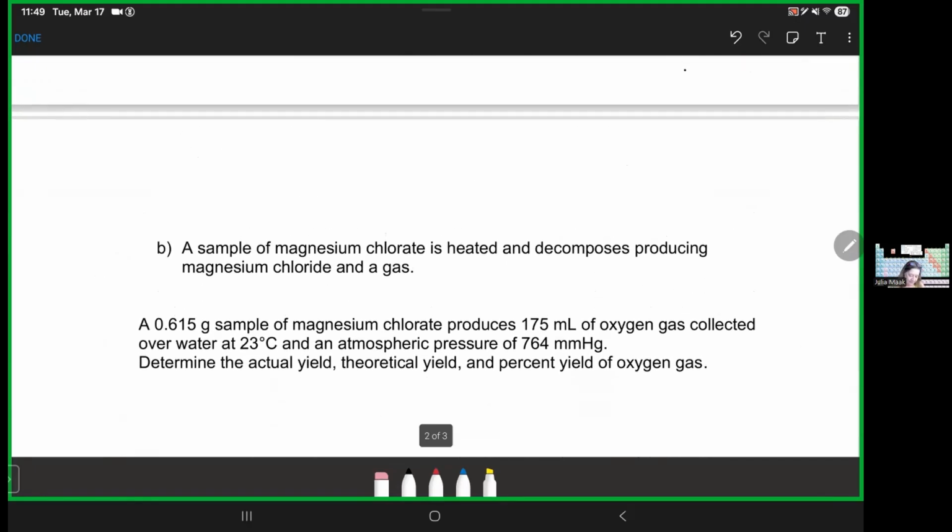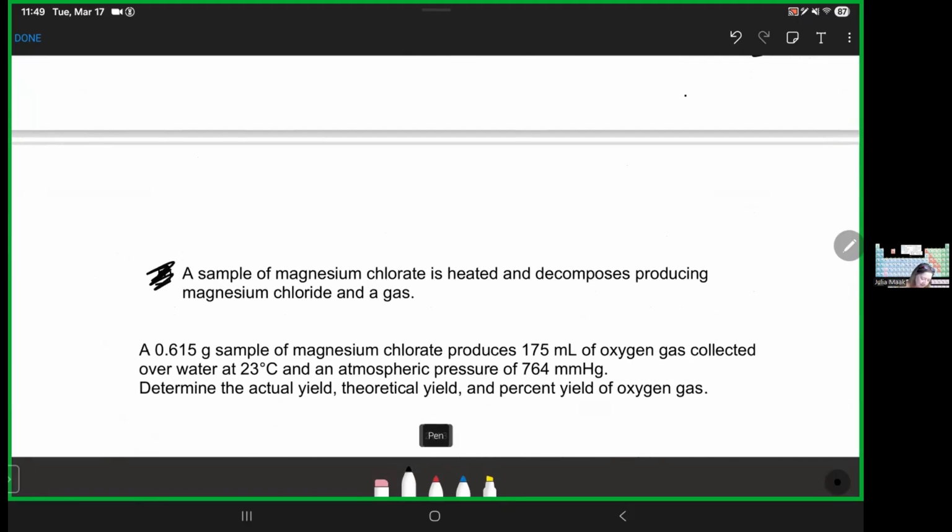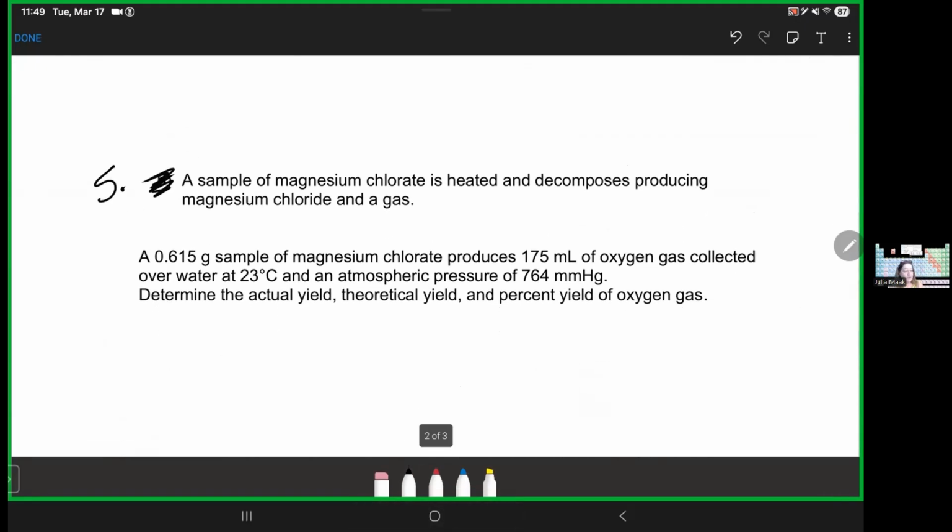Oh, this should not be a B. This right here should be the next problem. It's number 5. So here's another thing that we can do with an ideal gas law. They've told us a sample of magnesium chlorate is heated and decomposes, producing magnesium chloride and a gas. So they told us a reaction occurred. We're going to have to do a balanced equation every single time. If a chemical reaction occurred, you will have to do a balanced equation.